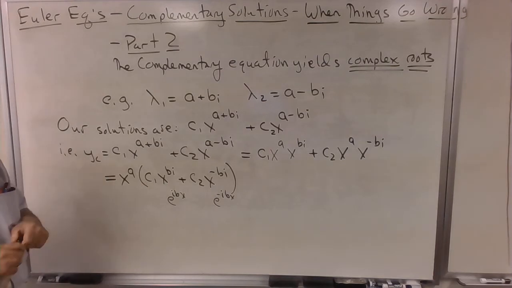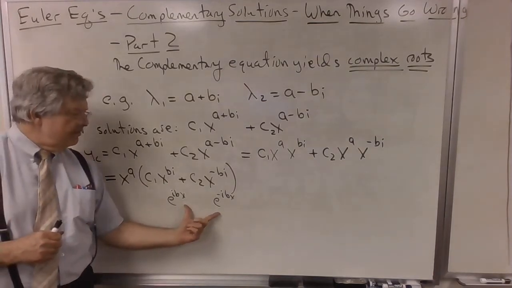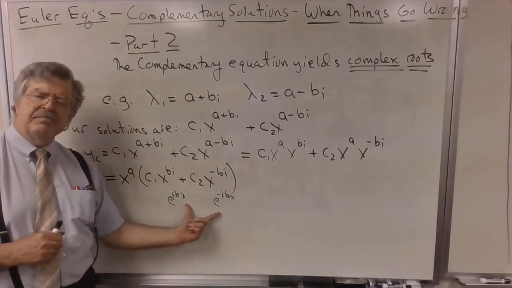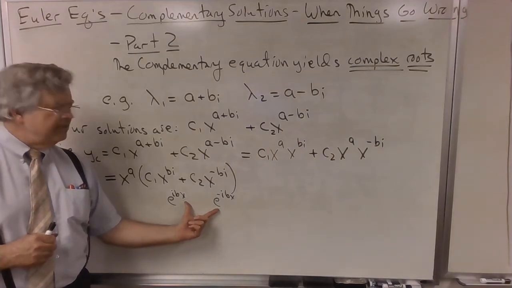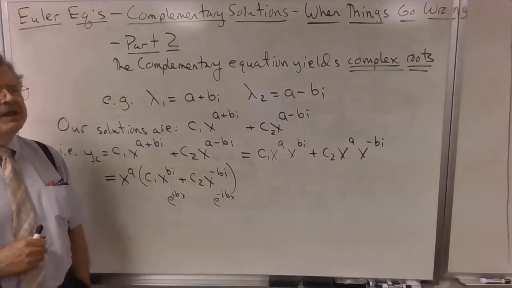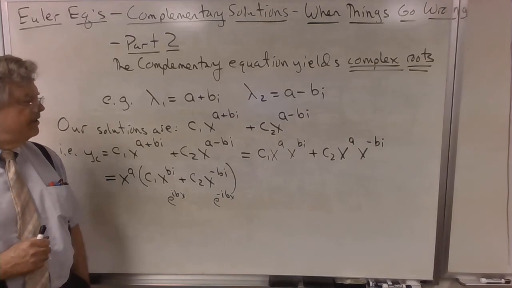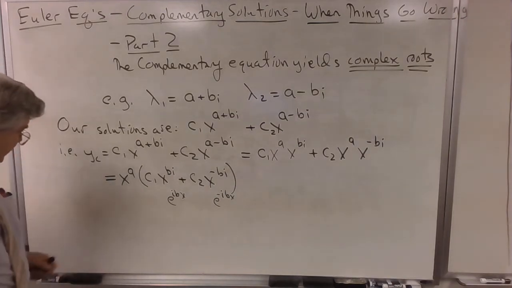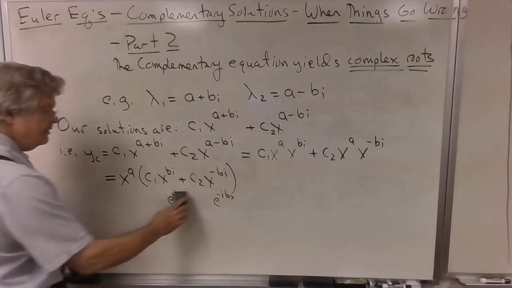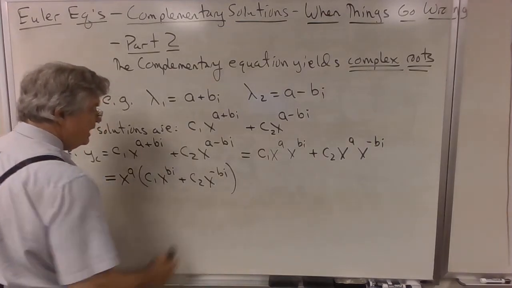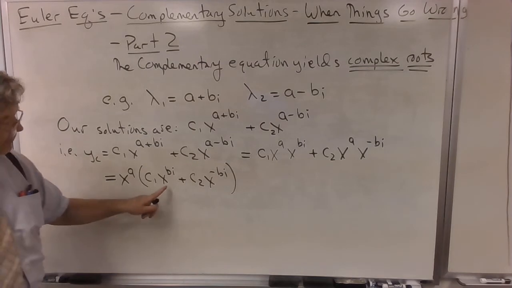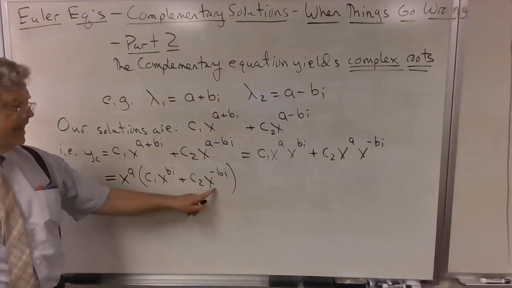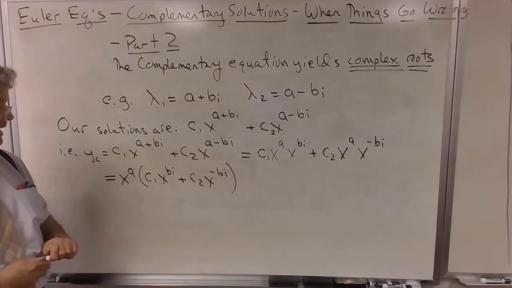And we found out that with e to the power of imaginary numbers, this pair turned out to be a linear combination of sine and cosine of bx. Well, something similar happens if we have x to the power of bi and x to the power of negative bi.